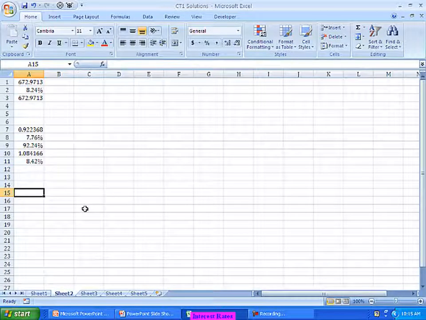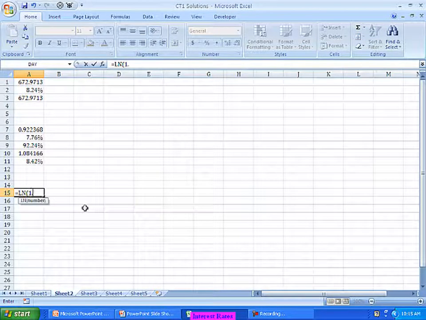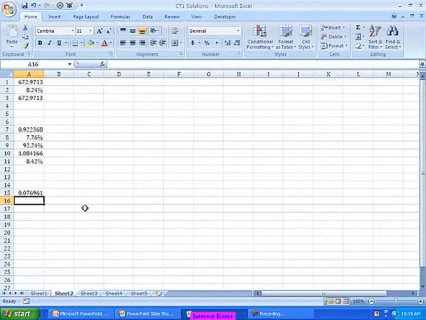What is log 1.08? So the continuously compounded rate of interest is only 7.69. This is what will be equivalent, or 7.7, this is what will be equivalent to getting an 8% effective annual rate of return.